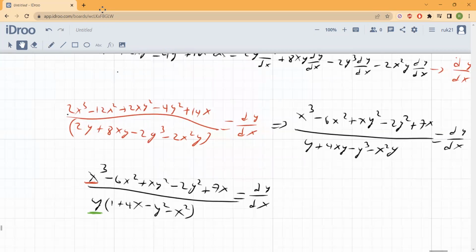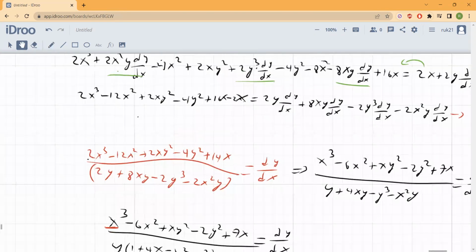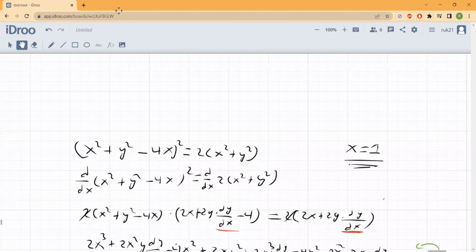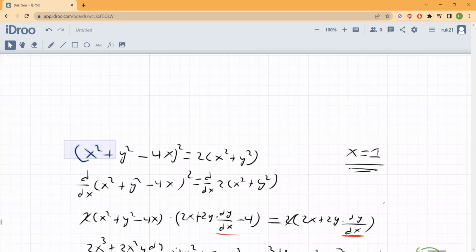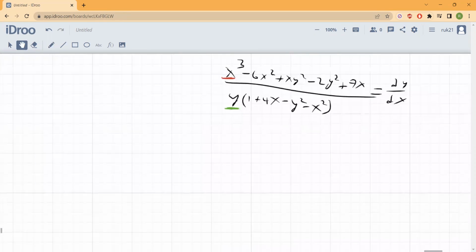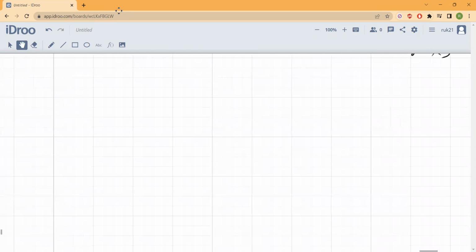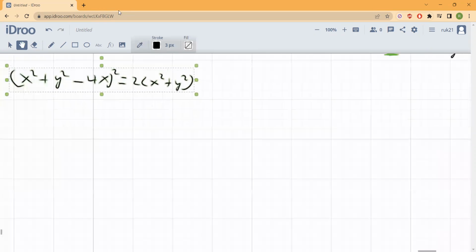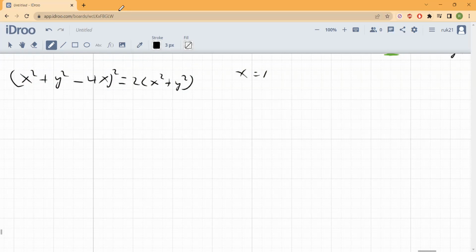Now, how do we do that? We go back to our original equation, plug in x, and try to isolate for y. So let's go back to our original equation all the way over here, and put in x, where x is equal to 1, and then start isolating for y.